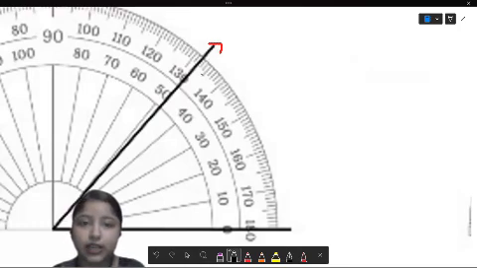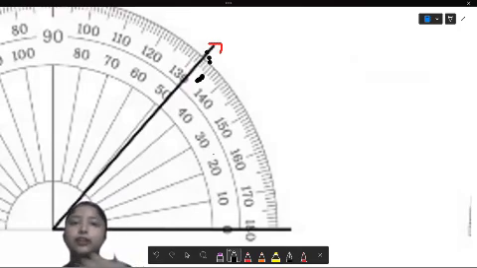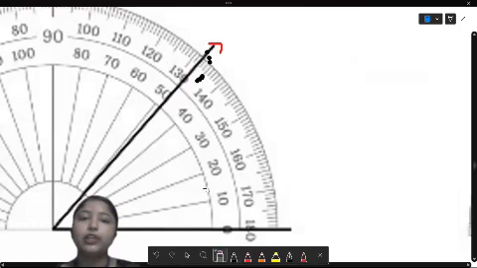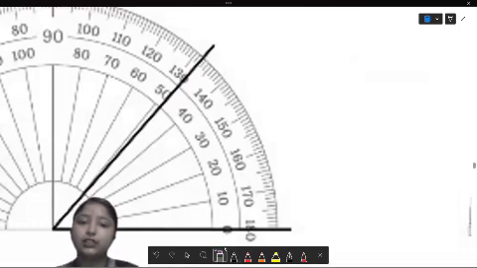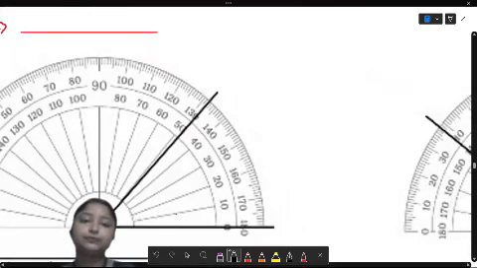See, this is the lining that shows 45, right? And this is 46, 47, and this is on 48, right? This is on the 48. So this angle is a 48-degree angle. You can write it as a 48-degree angle.